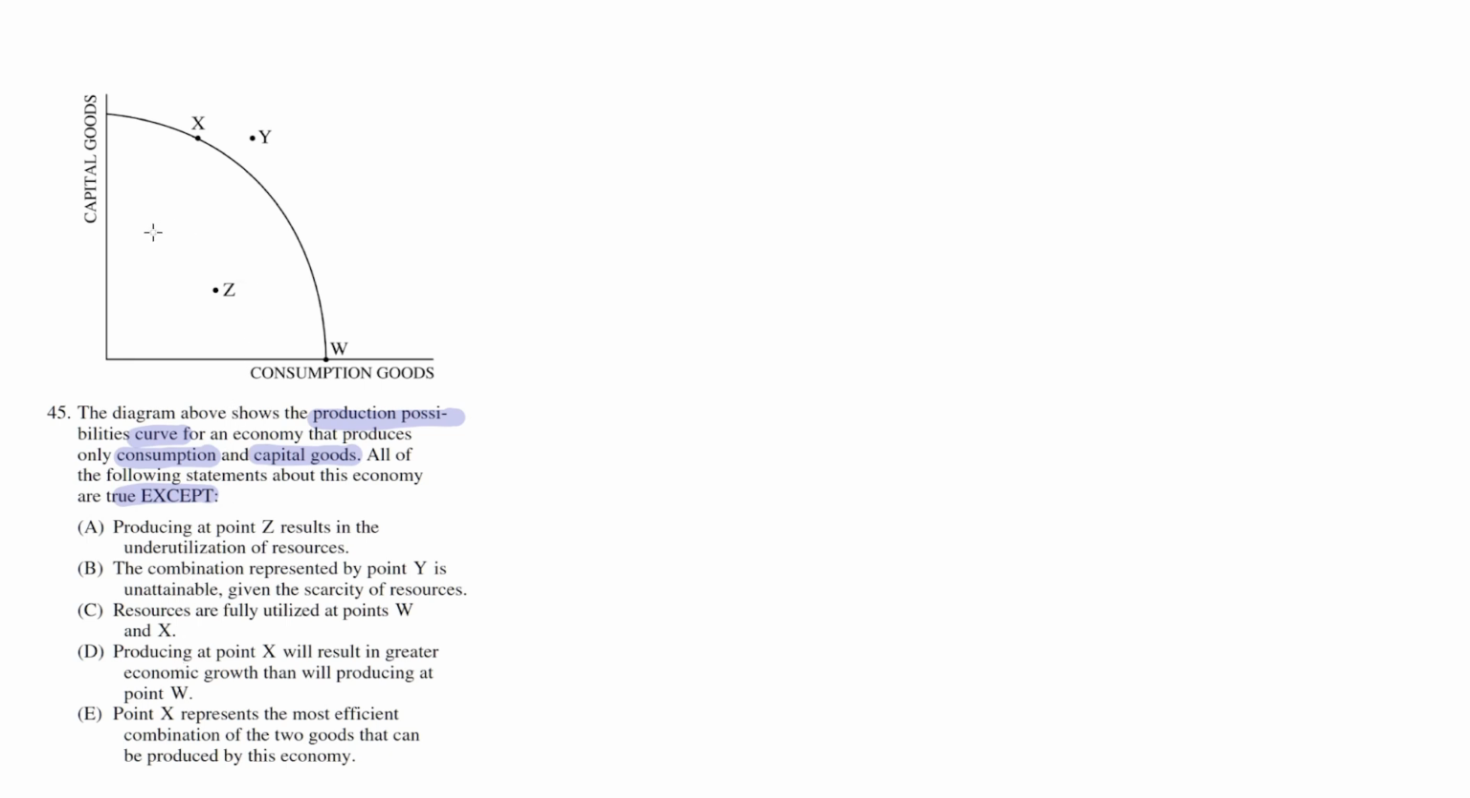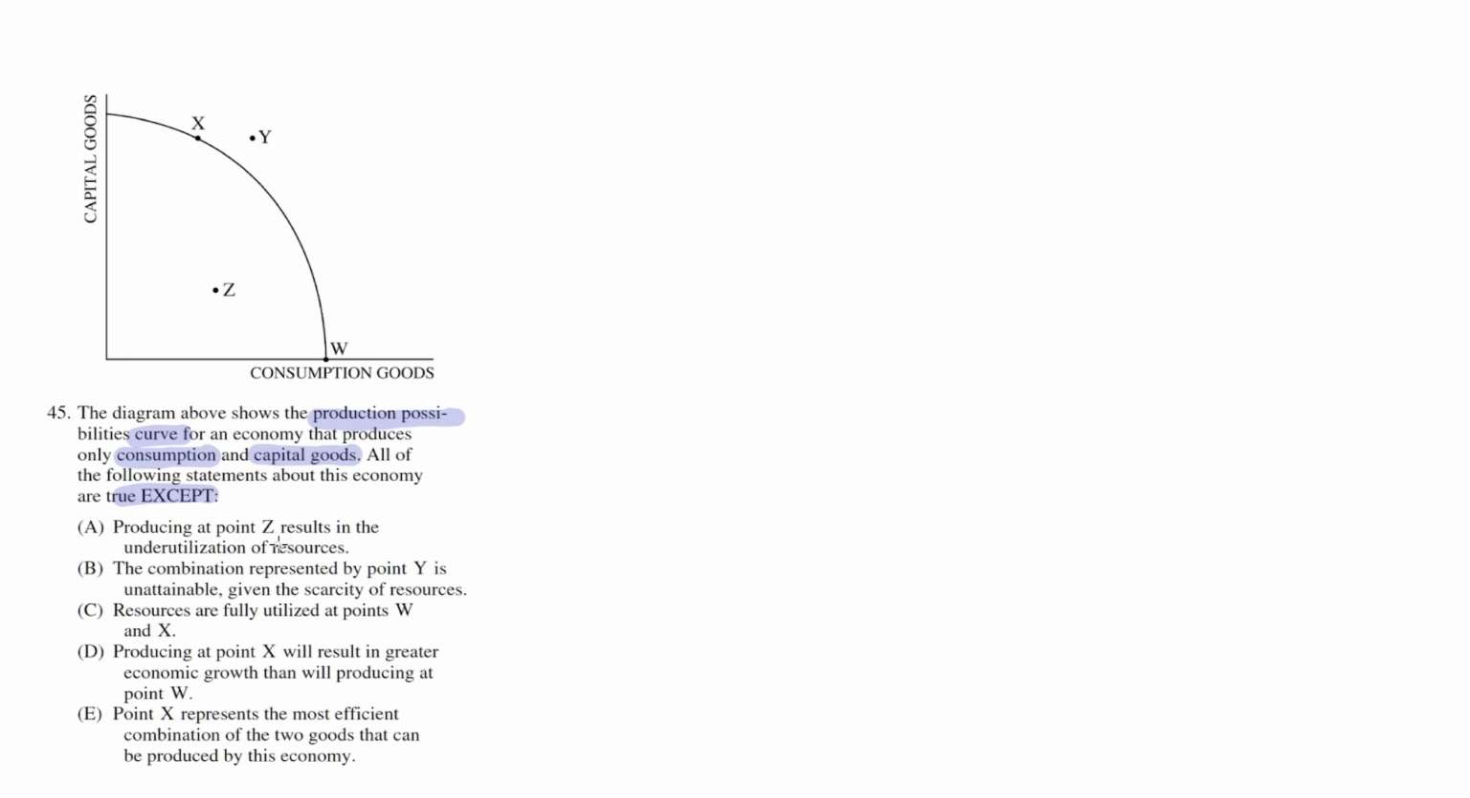So looking at this production possibilities curve, we can see that the x-axis represents the consumption goods and the y-axis represents capital goods. And there are 4 points labeled W, X, Y, and Z. The points W and X lie along the curve, meaning that they're the most efficient production points. Point Y lies outside of the curve, meaning that it is an unattainable point given the scarcity of the resources. And point Z is producing within the curve, meaning that it uses less than the maximum amount of resources. So, given this, let's look at the answer choices.